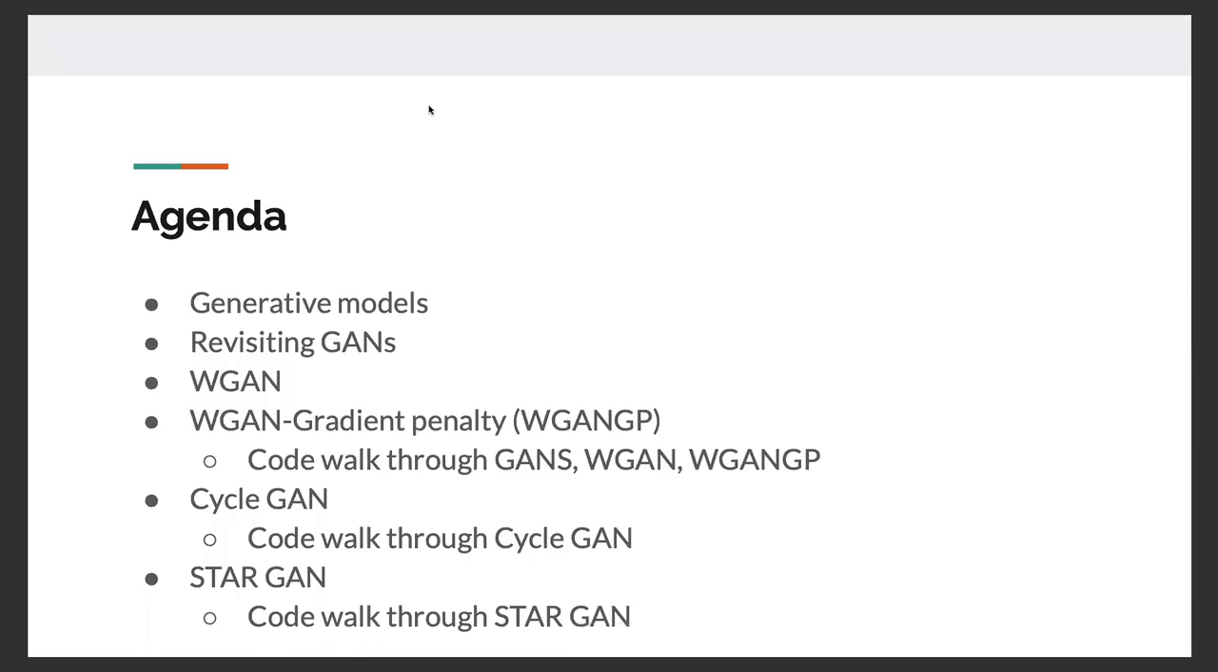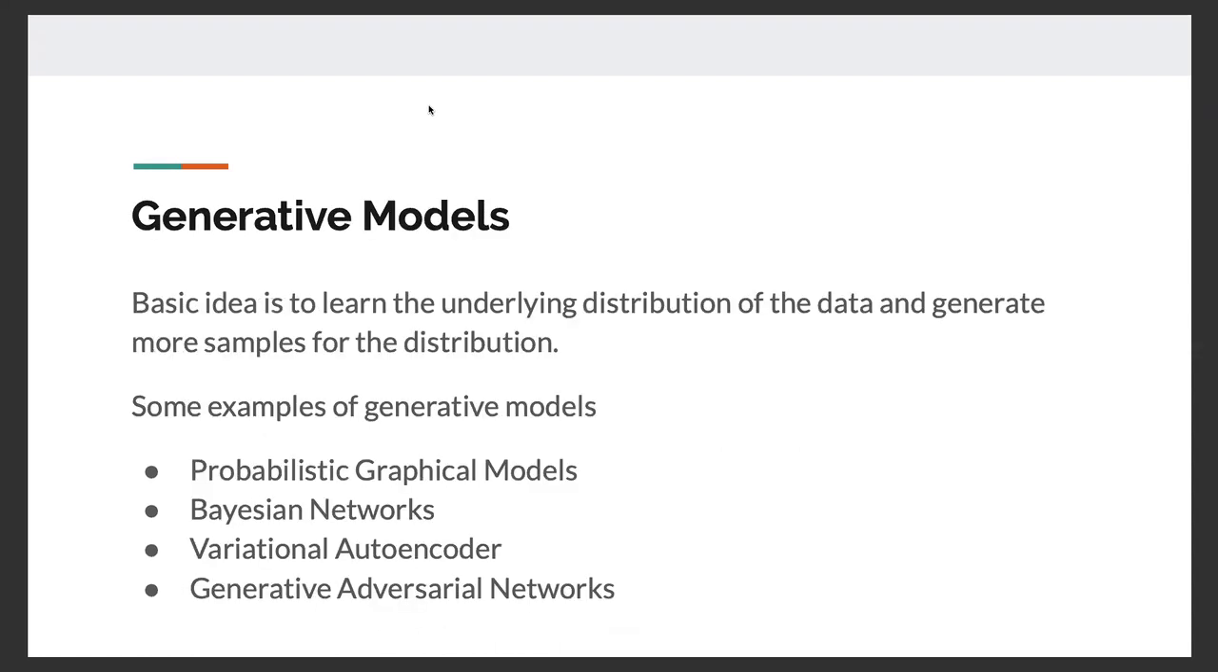We're going to look at some generative models, and we're going to be revisiting GANs. There are three specific types of GANs that we will be talking about today, including WGAN, CycleGAN and StarGAN. For each type of GAN, there is going to be a code walkthrough. First of all, let's look at generative models.